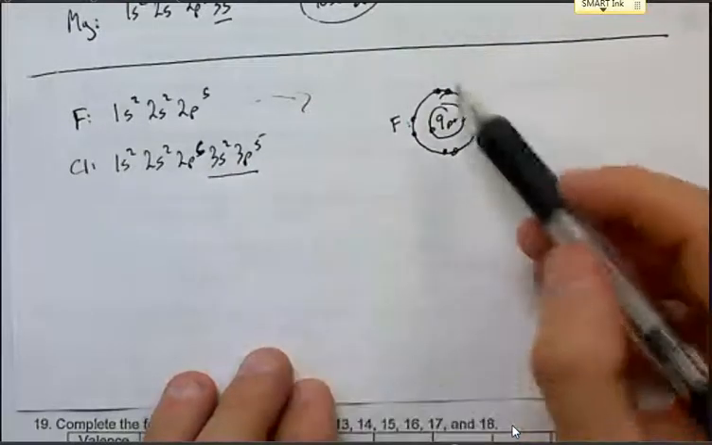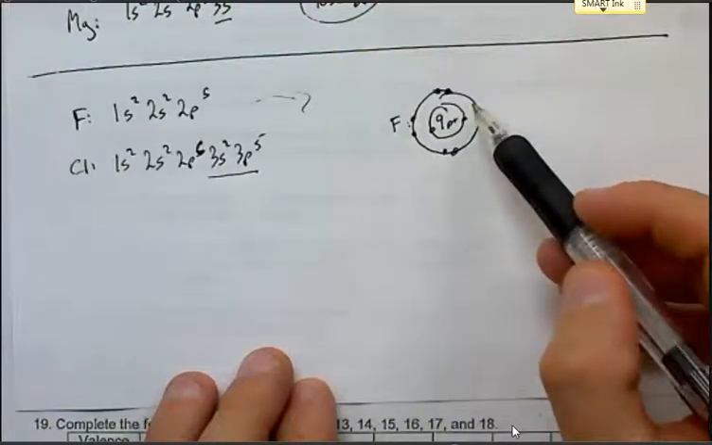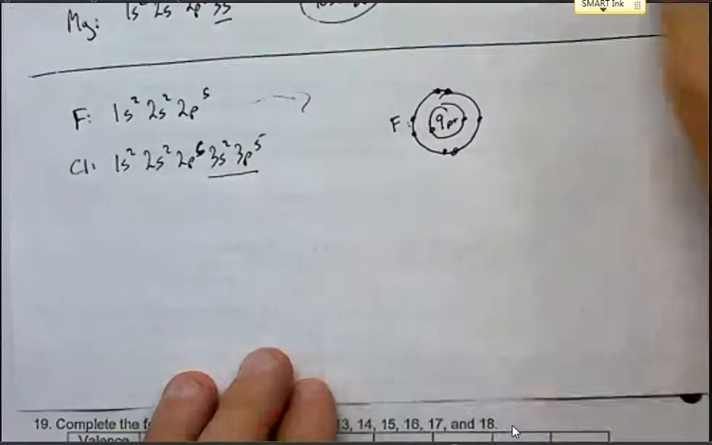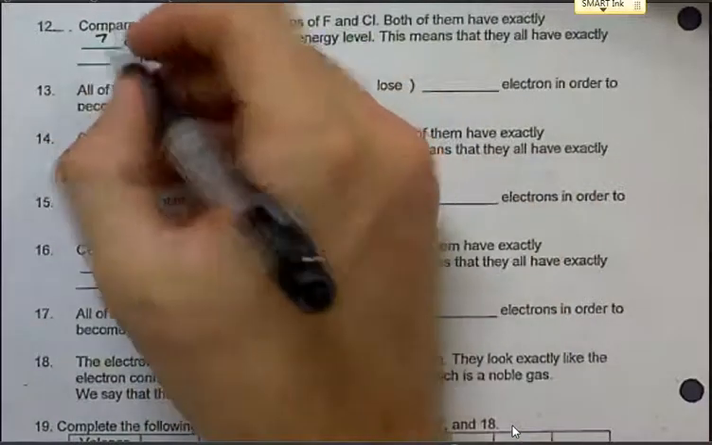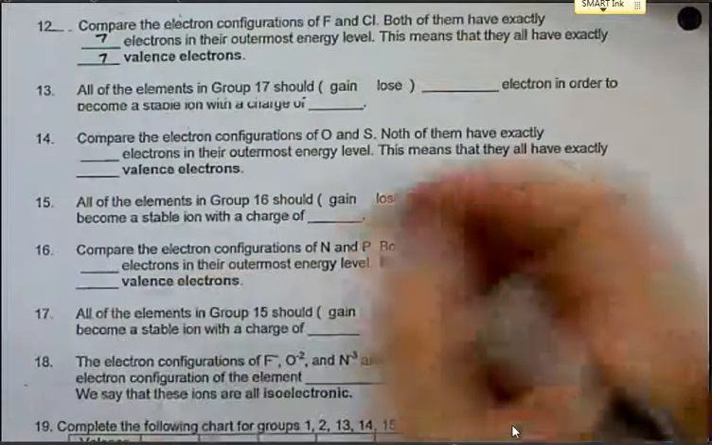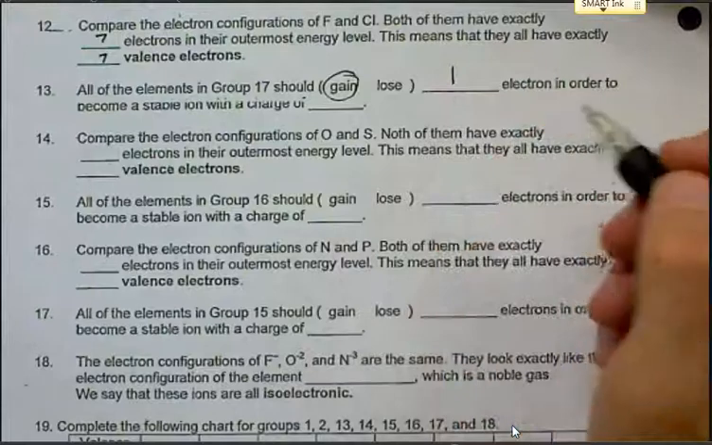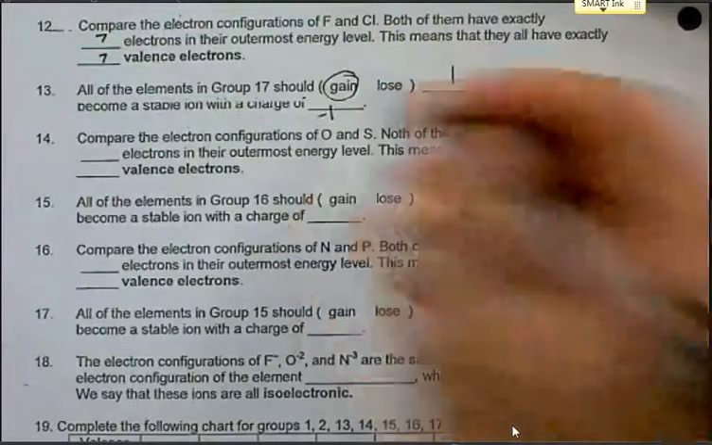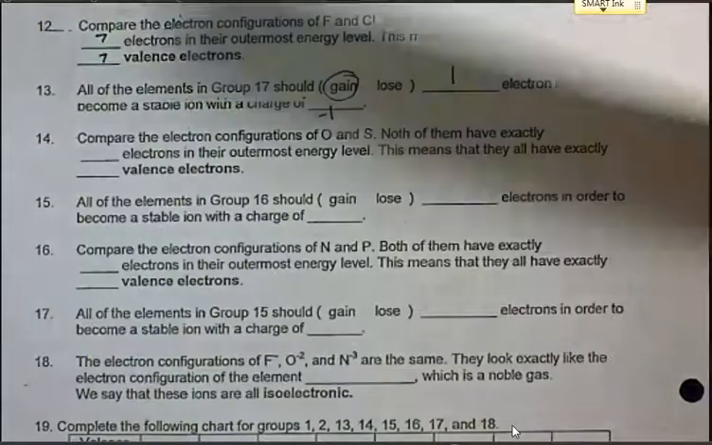So instead of getting rid of all 7 of these and starting over, it's very much easier for fluorine and for chlorine to just gain 1 electron. They've got 7 electrons in their outermost energy level, and so they are actually going to gain 1. Now, if it gains a negatively charged electron, it's going to have a charge of -1. Okay, move on to the next one.